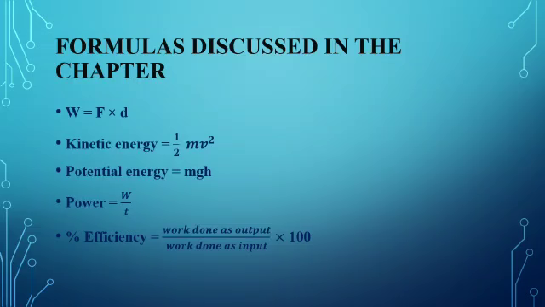So work done is F into d, force into displacement. The next formula is kinetic energy is equal to half mv square. The next is potential energy is equal to mgh, where m is mass, g is gravitational acceleration, and h is height. Power is equal to work done over time, and percentage efficiency is work done as output over work done as input multiplied by 100. So these are the formulas you need to revise.